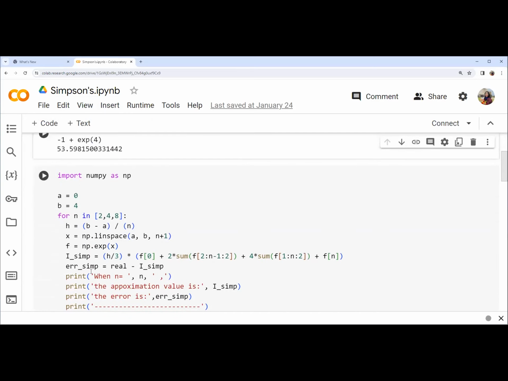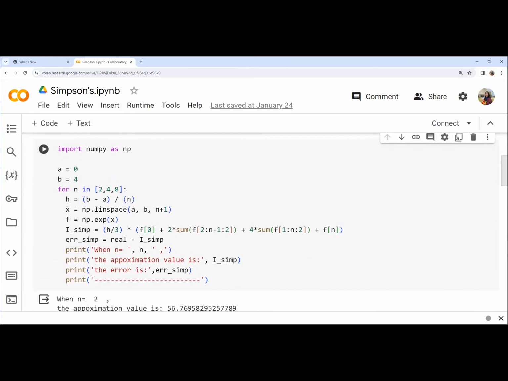And from here, I am applying Simpson's rule, and we are going to use the NumPy package here. This is Simpson's rule. For the even-numbered nodes, we have the coefficient 2. For the odd-numbered nodes, we have the coefficient 4. Does that make sense? And for the two endpoints, we have just coefficient 1 and coefficient 1.